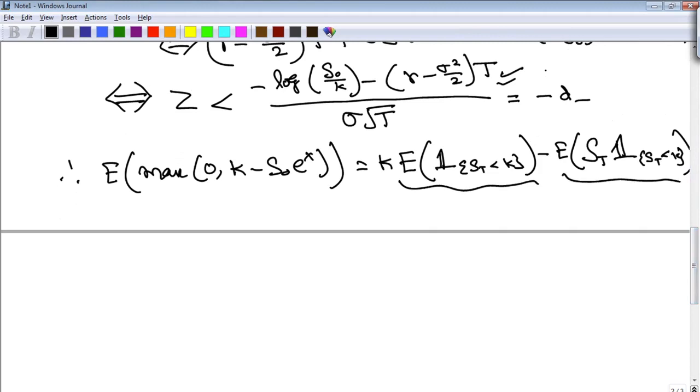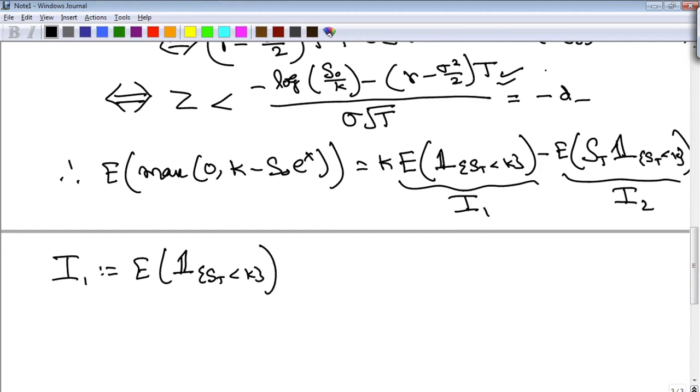Let us take the first term. Let me call these I1 and I2. Then I1 is equal to K times the expectation of the indicator of S_T less than K, and that is equal to E of the indicator function on the set Z less than minus D minus.